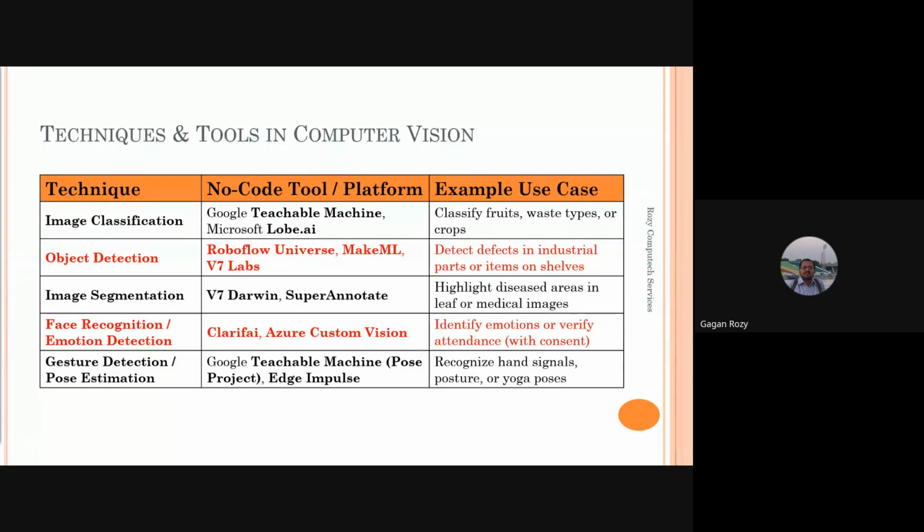Another one is image segmentation. Image segmentation is basically where we are talking about each pixel, pixel by pixel, whether that is road, sky, or vehicle. One step deeper, not just detecting where the object is, but outlining which pixels belong to it. That is the main concept of this, and V7 Darwin and SuperAnnotate work for that. Another one is face recognition and emotion detection.